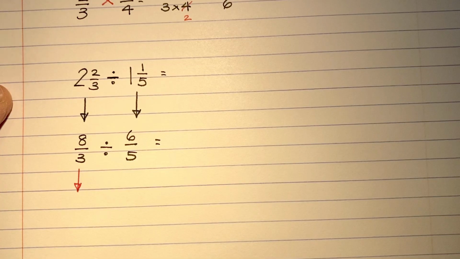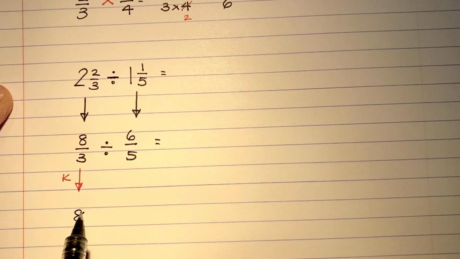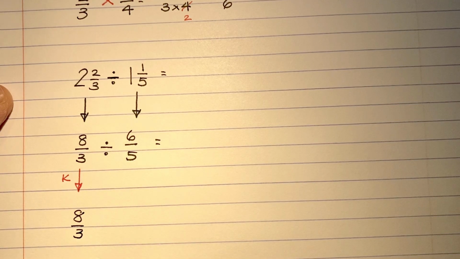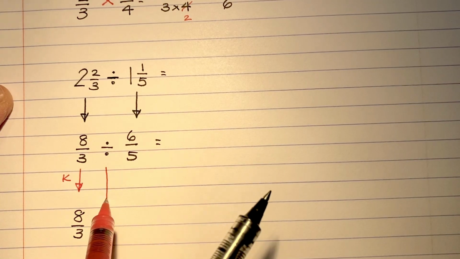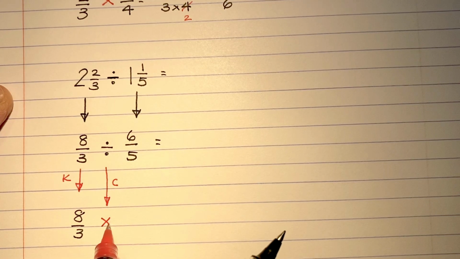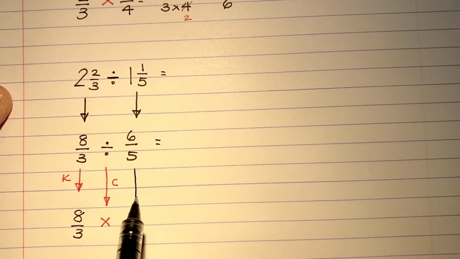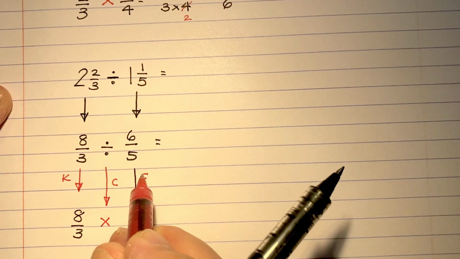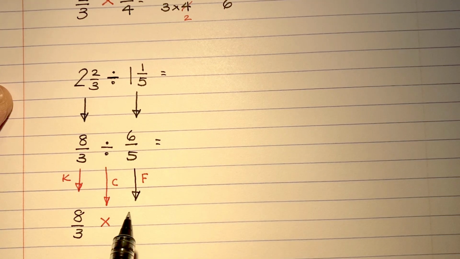So that's 8/3. We are keeping it. Change. So that becomes times. And flip. Oops, that should be red, but doesn't matter. 6/5 becomes 5/6.